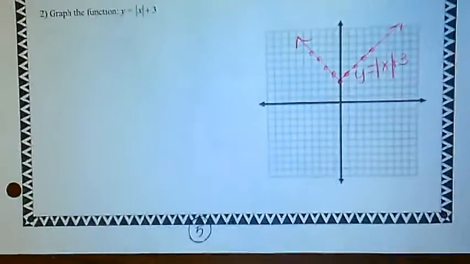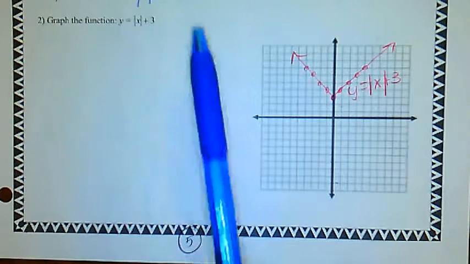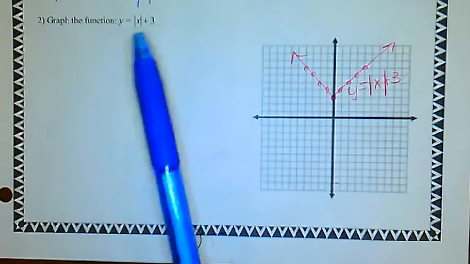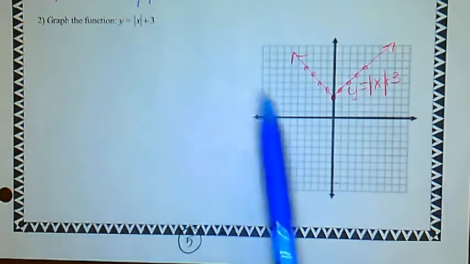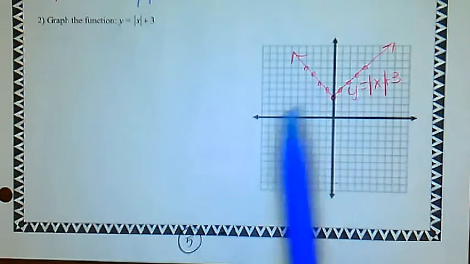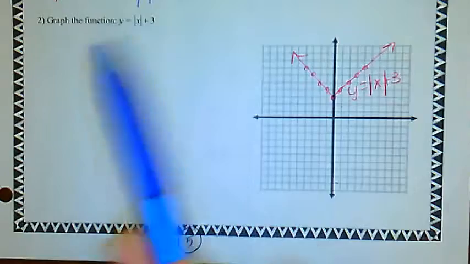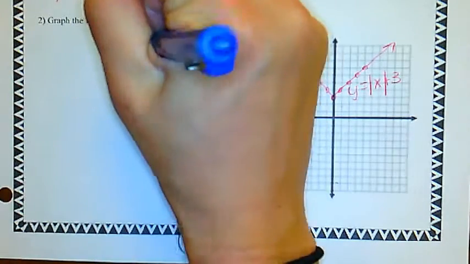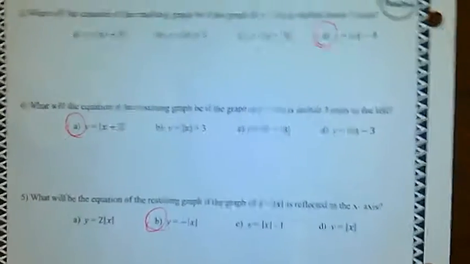The next one, number 2, your graph looks like this, and I know it didn't ask you, but if I were to put the original absolute value of x function, you would see that it merely moves up 3 units. So when we add on the outside, that moves it up.